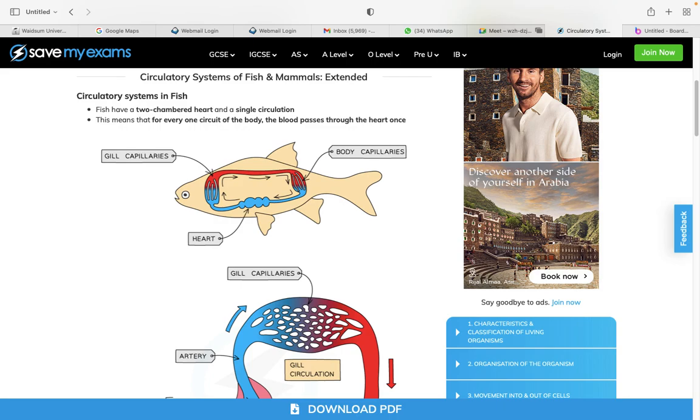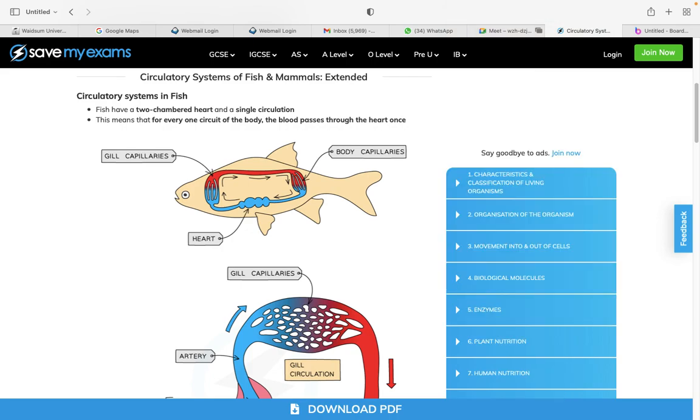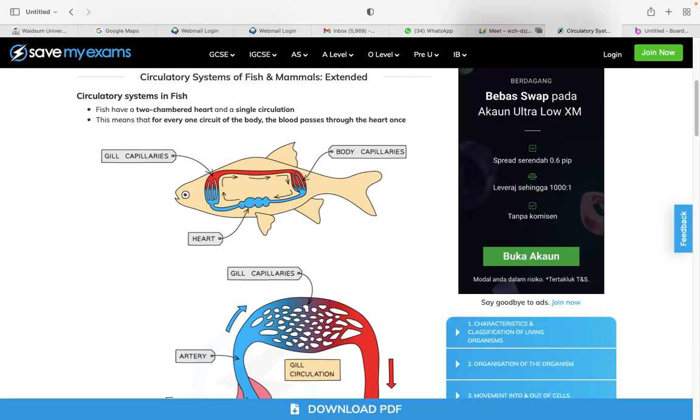For human beings, the blood passes how many times? Twice. First, from the rest of the body it comes to the heart. From the heart, it goes to the lungs. From the lungs, oxygenated blood comes back again to the heart. So the blood is coming to the heart twice. That's why it's called double circulation.